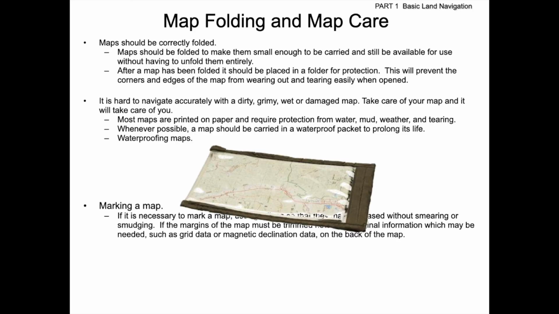If it is necessary to mark a map, use light lines so they can be erased without smearing or smudging. Talk about pencil marks on the actual paper map itself. If the margins of the map must be trimmed, note any marginal information which may be needed, such as grid data or magnetic declination data, on the back of the map. In the middle of the paper map, you might have to draw in pencil all the grid marks so that you can reference those if you have to fold it to where you can't see the lines that are already on the map, etc.